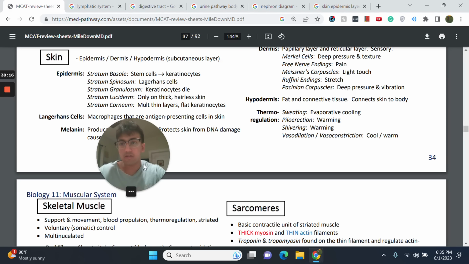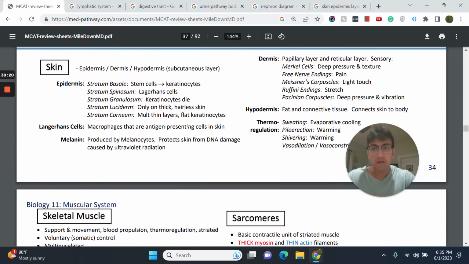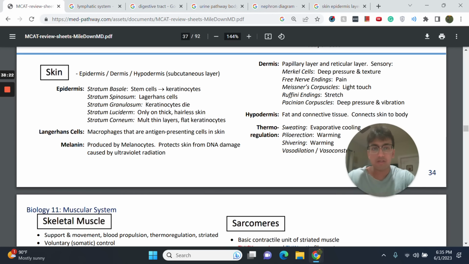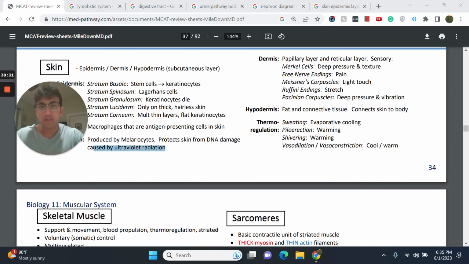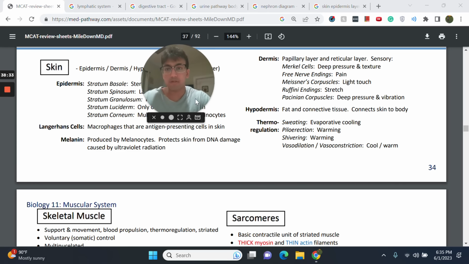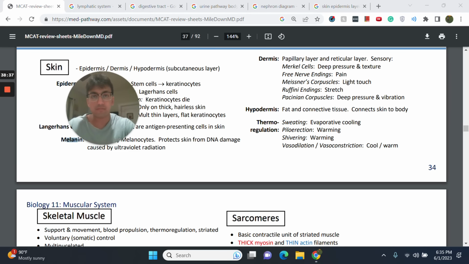And so you want to look at this and make sure you memorize some of these layers. The Langerhans cells are macrophages that are antigen-presenting cells in the skin, and melanin is produced by melanocytes. That's what gives you your skin color and protects your skin from DNA damage caused by ultraviolet radiation. Caucasian people are actually the most susceptible to skin cancer because they have the least of this melanin.